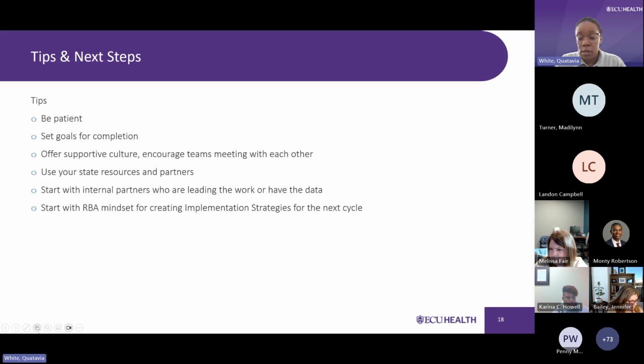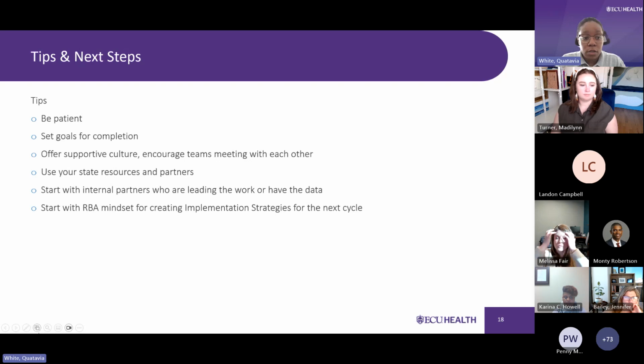And just some tips or next steps for people that are interested in utilizing this platform. Really be patient. It did take a while to go from that paper document to using scorecard. Definitely set goals for completion and offer a supportive culture for those team members who may be new to this type of data collection. Use your state resources. In this case, we had Maddie to help us. Start with internal partners who are already doing the work. This may look like partnering with your county health departments that already have their scorecards.